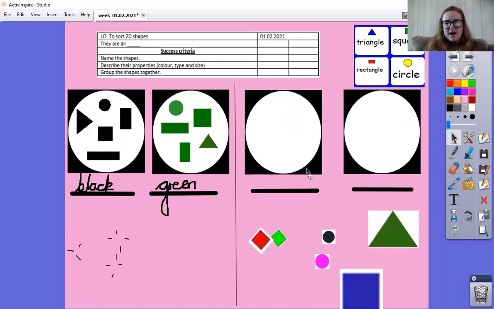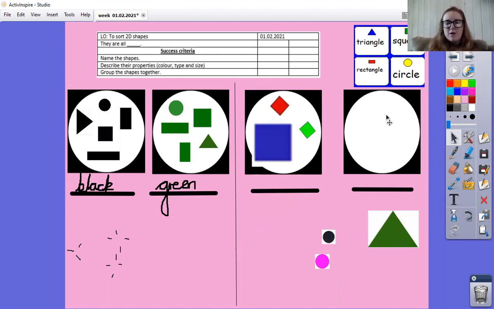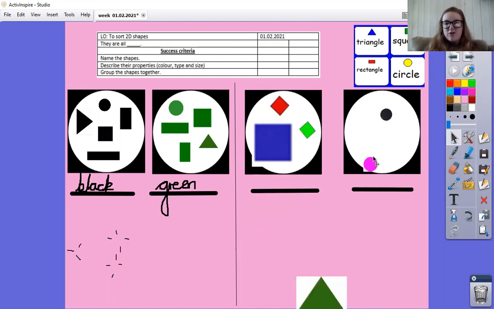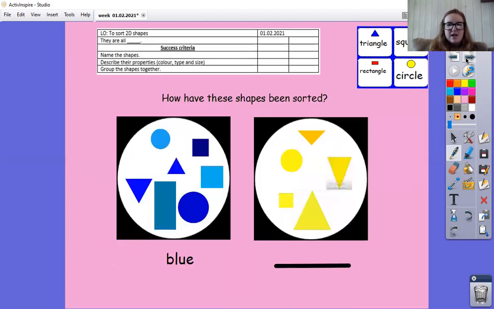I could put all my squares in this group here, and I could put all my circles in this group, and I could just leave my triangle down there. And that's a different way of sorting out my shapes. So there's lots of different ways I can sort my shapes. It doesn't have to be by colour, it doesn't have to be by that kind of shape, it's just lots of different ways to sort shapes. So these are all squares, and these are all circles. Fantastic, okay. Let's have a look a bit more.